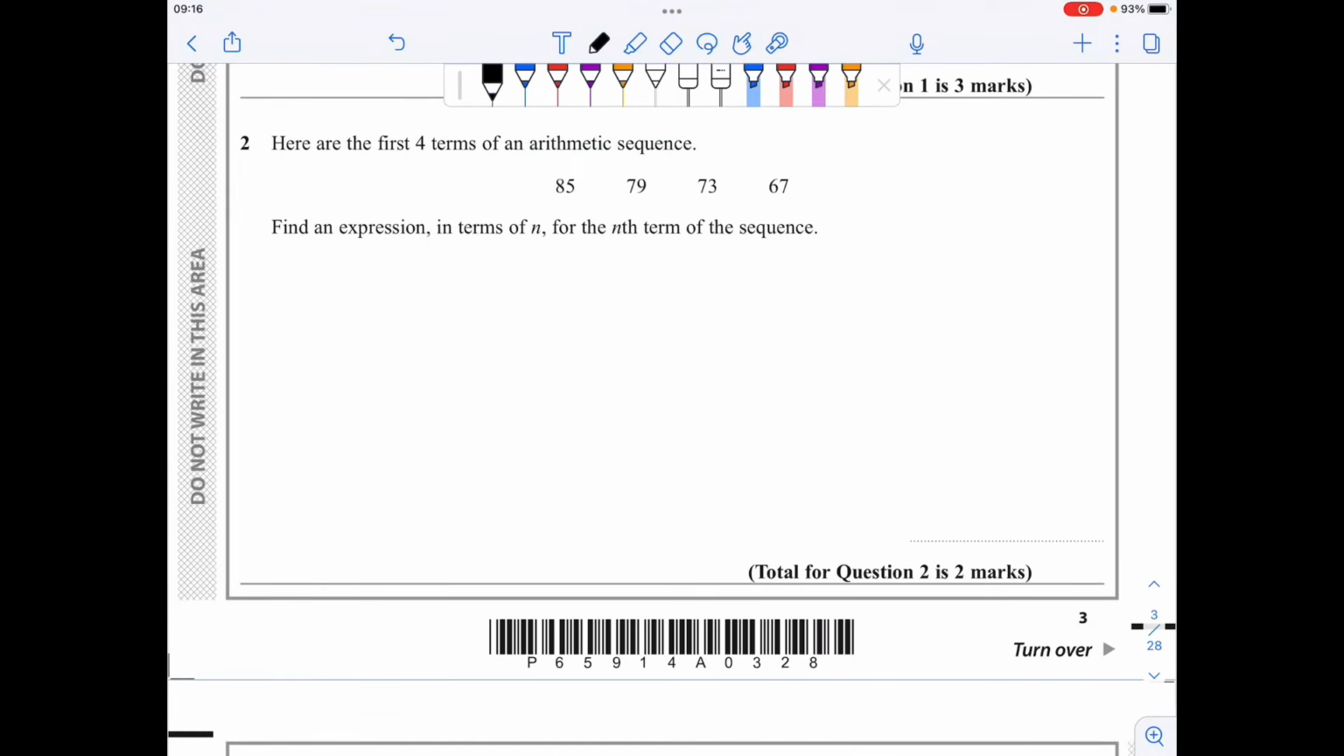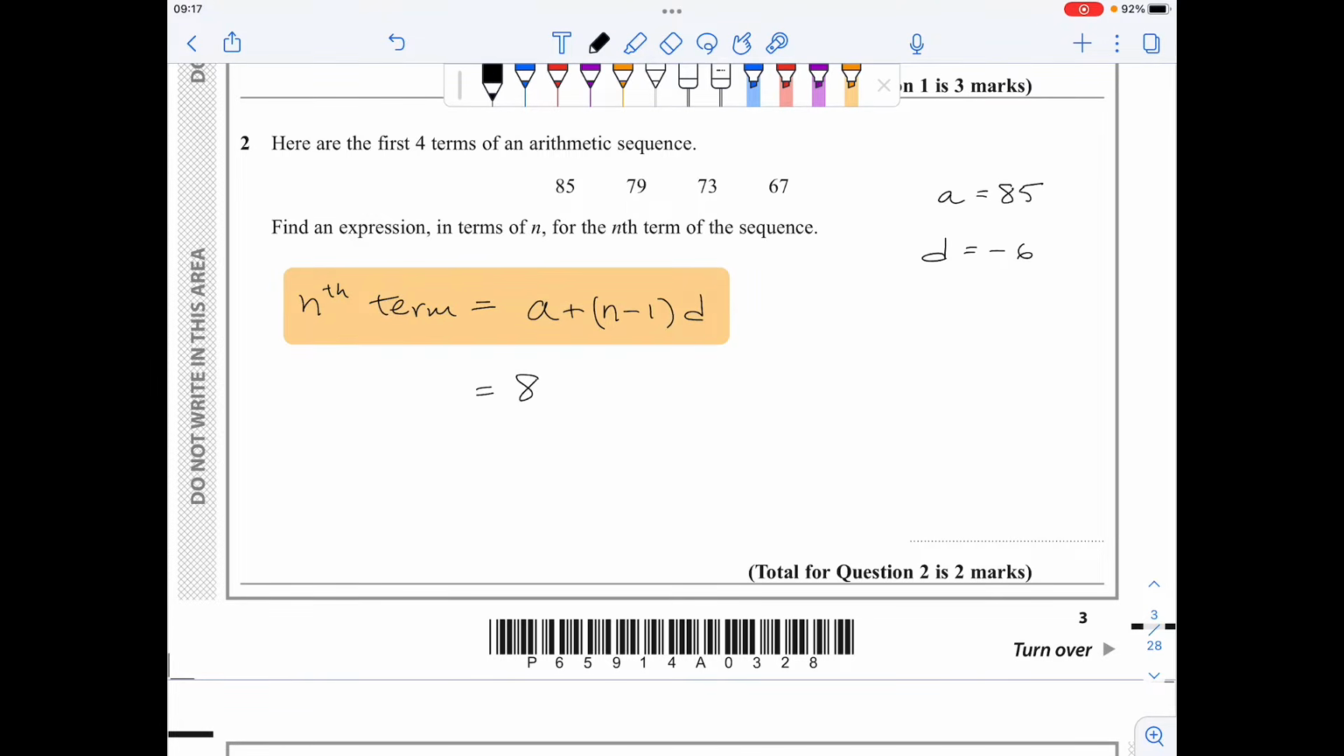For question 2, I've got an arithmetic sequence. The first term is 85. The common difference is minus 6 because I subtract 6. And the formula for the nth term of an arithmetic sequence is the following. So if I substitute the numbers in, I will get 85 plus n minus 1 times minus 6. Let's expand. 85 minus 6n plus 6. This simplifies to 91 minus 6n.